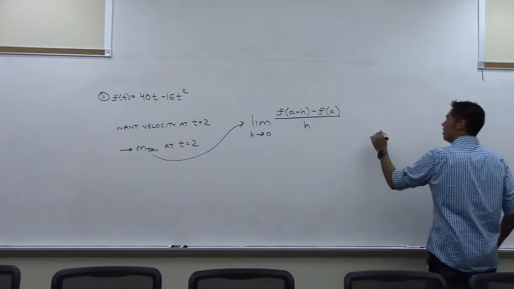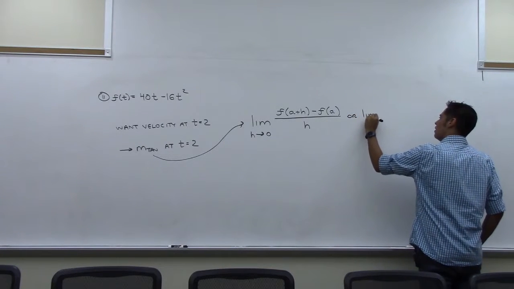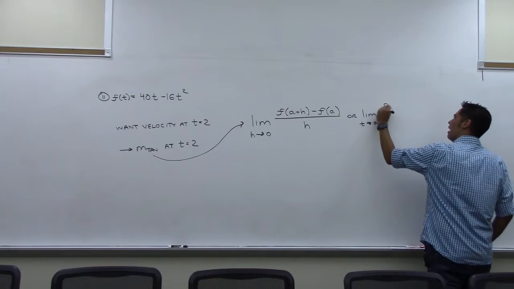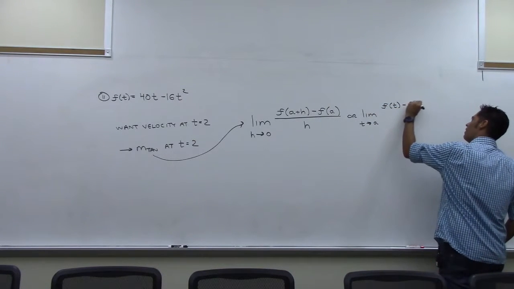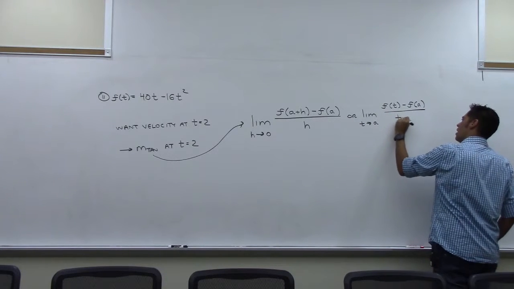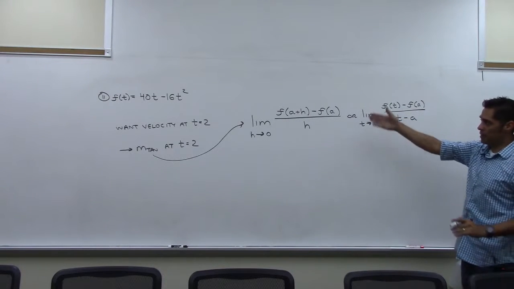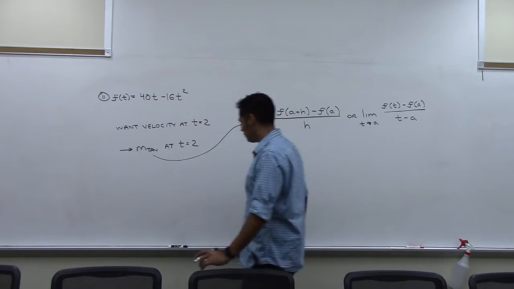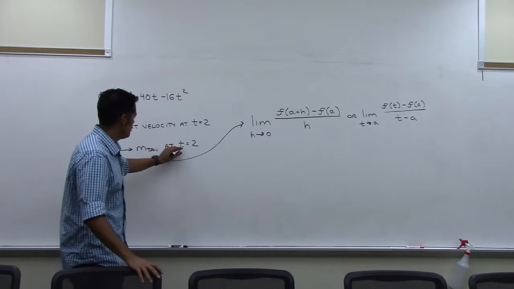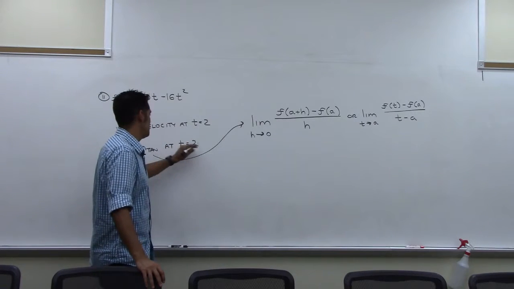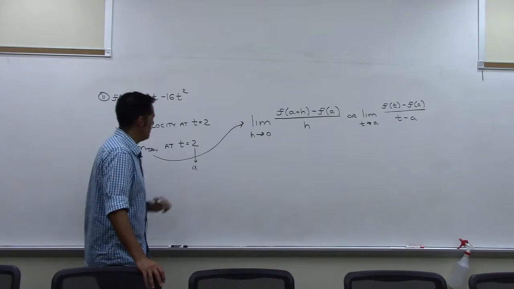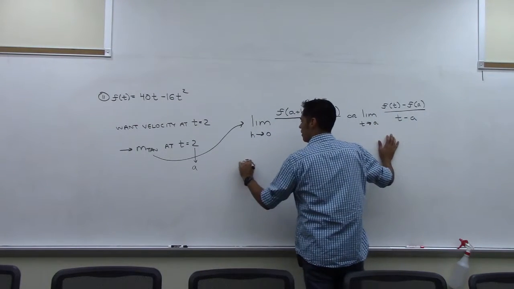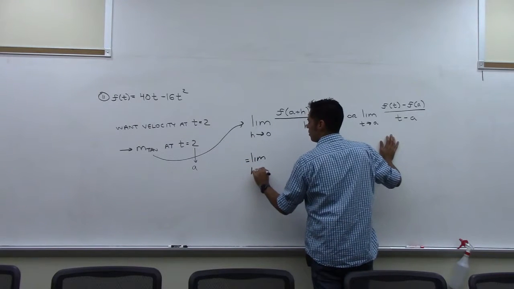Now be careful, if you were going to use the other one, you would do limit as t approaches a, not x, of f of t minus f of a over t minus a. You'd have to replace all your x's with t's because that's our variable in the problem. But I don't need to worry about that because I'm doing it this way. So for us, when they say t is 2, it's kind of like them saying x is 2. This is our a. Right, so let me come over here. Remember, I'm not using that one. This is limit h goes to 0.